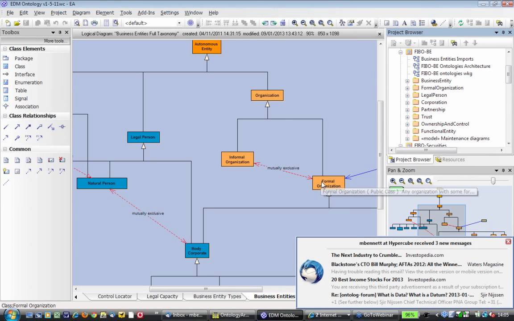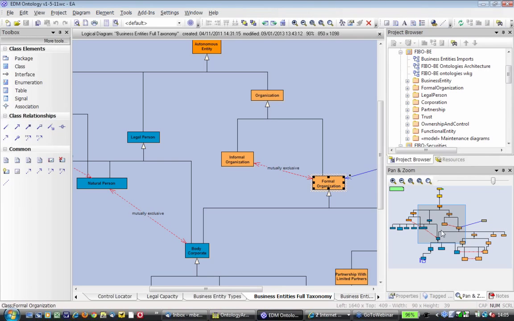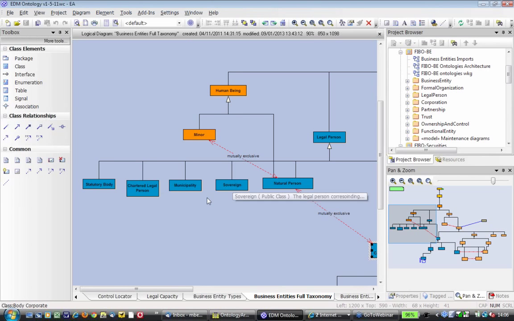Then we have formal organization, which is any organization that has some formal contract among the principals, some formal standing, and that includes things like trusts and partnerships and so on. And what we call body corporate, we used to call it an artificial legal person. This is some legal person that's not a natural person and is a formal organization.